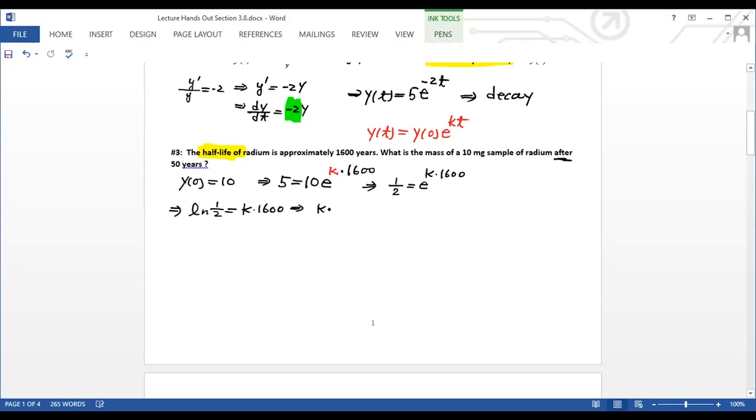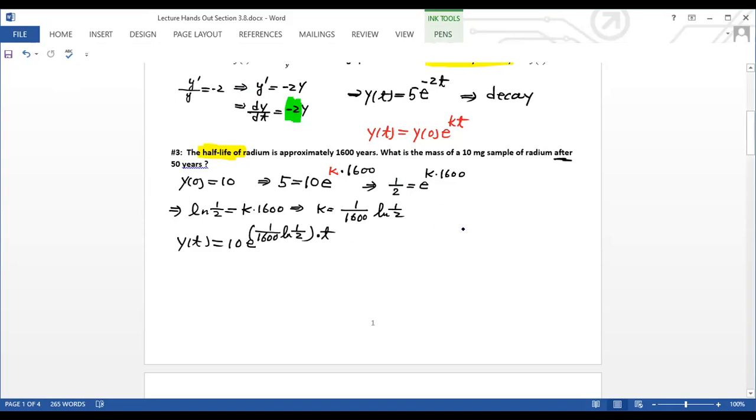So what is your k value? The k value is 1/1600 times the natural log of 1/2. Am I right? Okay, now you got your k. Now I can substitute into my original function: y0 is 10, and this is the e, and k is this number, 1/1600 natural log 1/2, and the whole thing times t here.